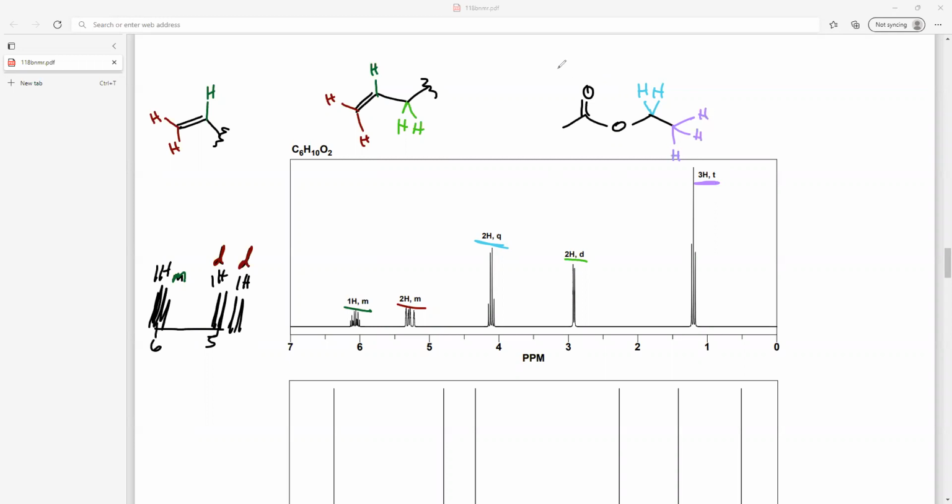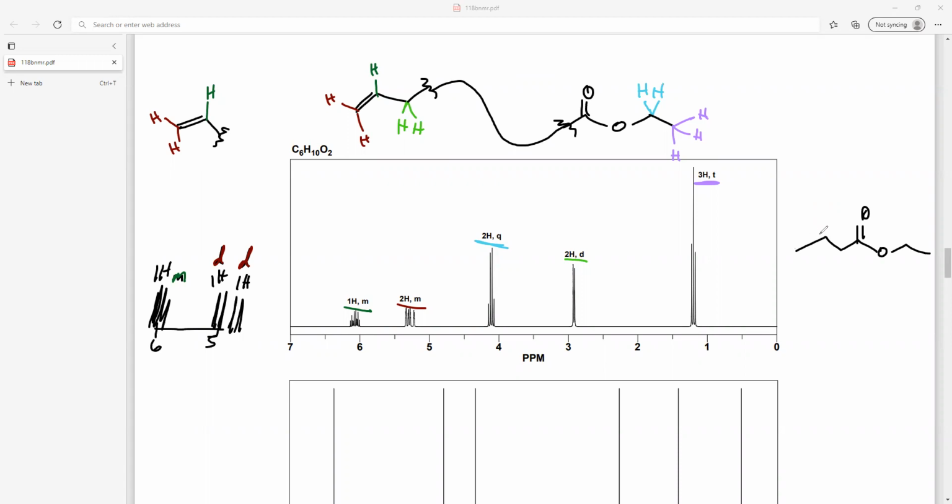And so now we have solved every single proton here. What do you guys think we're going to do? I think we're just going to glue these pieces together and we're going to call it a day. Now, you could also have solved this, right? You didn't have to necessarily go to the ester, even though I think that's the easier way to do it.